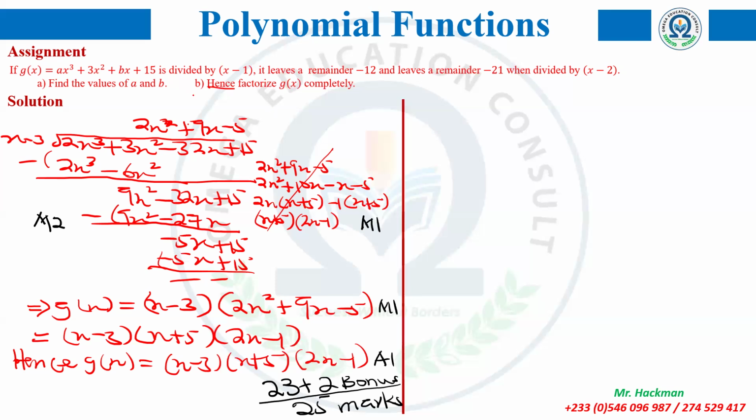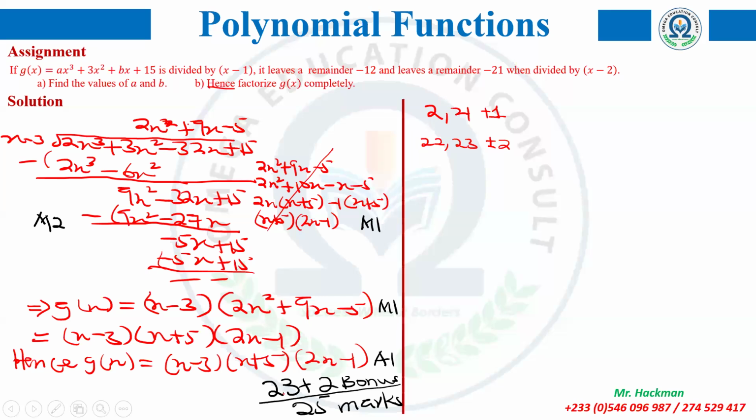So if you get 20, then 21, you will get a bonus mark of 1. So it will be plus 1. If you get 22, then 23, you get all the bonus marks. So that will be plus 2. So in that case, the total marks will be 25.